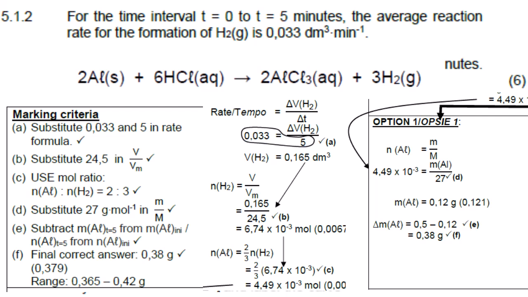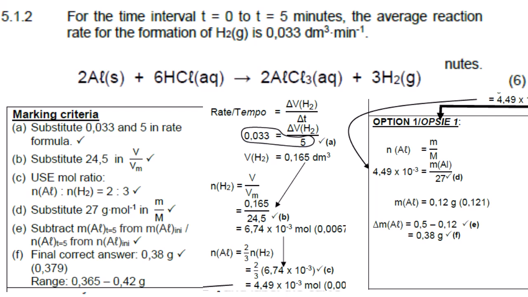Now listen up, because this next step is where marks are so easily lost. The mole ratio. This is non-negotiable. You have to go back to the balanced equation. It's your source of truth. It tells us that for every 3 moles of hydrogen gas we make, we must have used up 2 moles of aluminum.